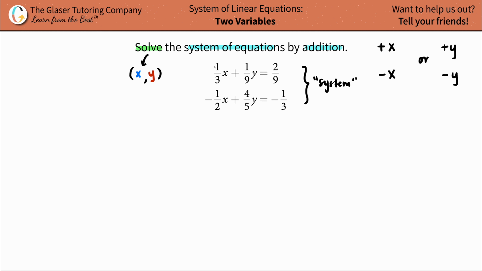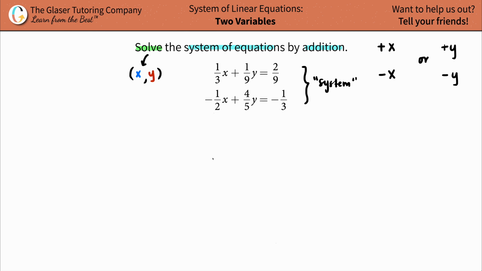Now, I noticed that I have a 1/3 x and a negative 1/2 x. Ooh, that's not the same number. And for the y's, I have a 1/9 and a 4/5. So that's not the same number either. I have to somehow make both of these have the same x or y value.